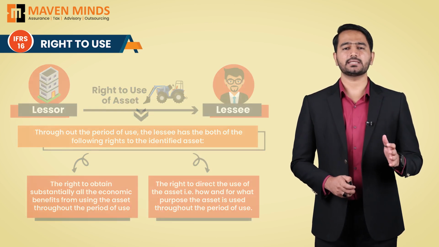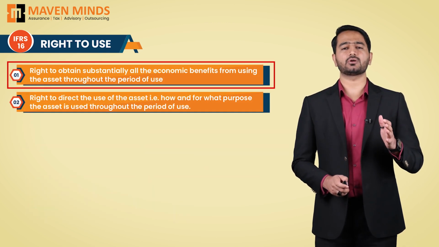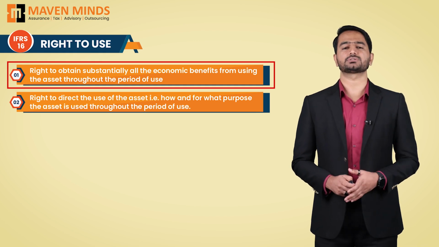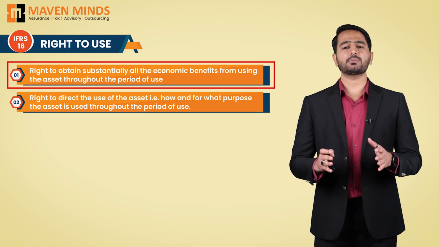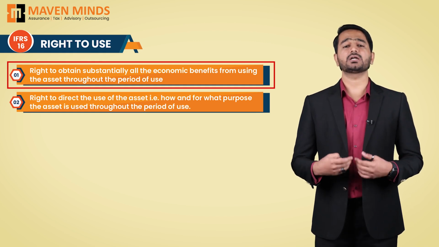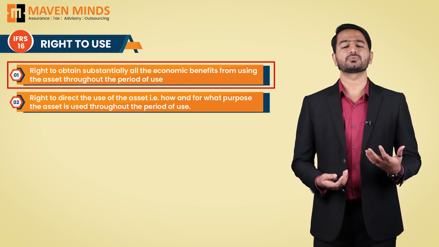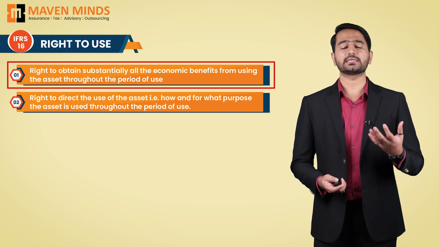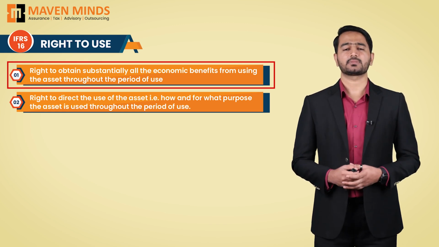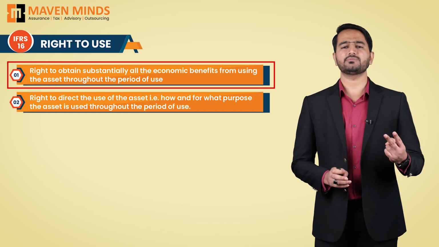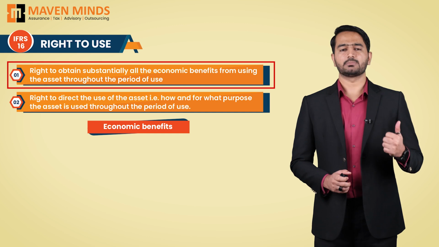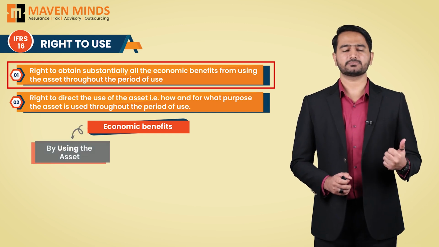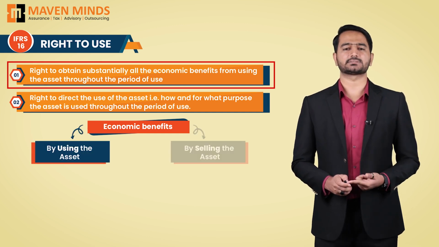The first right is the right to obtain economic benefits from use. Now, what does this mean? When we talk about economic benefits, we are talking about the value or the profit you can gain from using the asset. Basically, there are 2 main ways you can get economic benefits from an asset. Number 1, by using the asset, and number 2, by selling the asset.